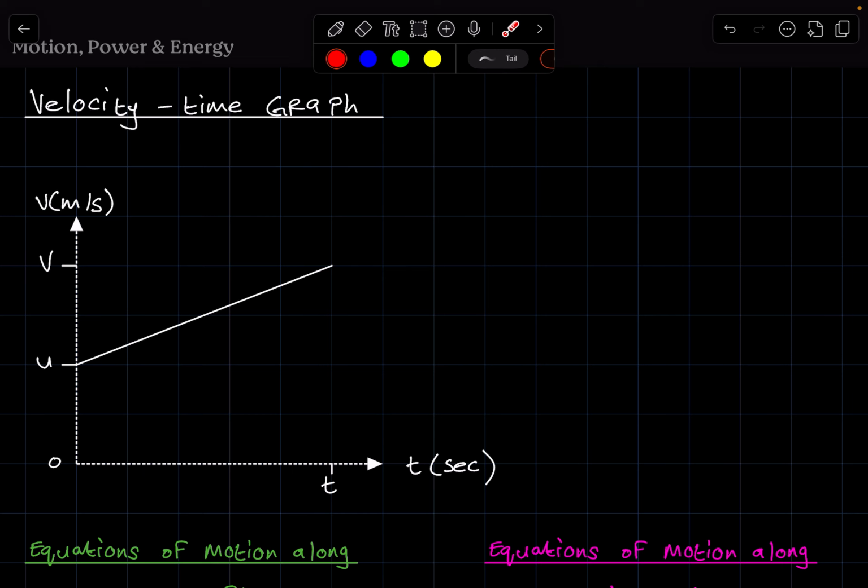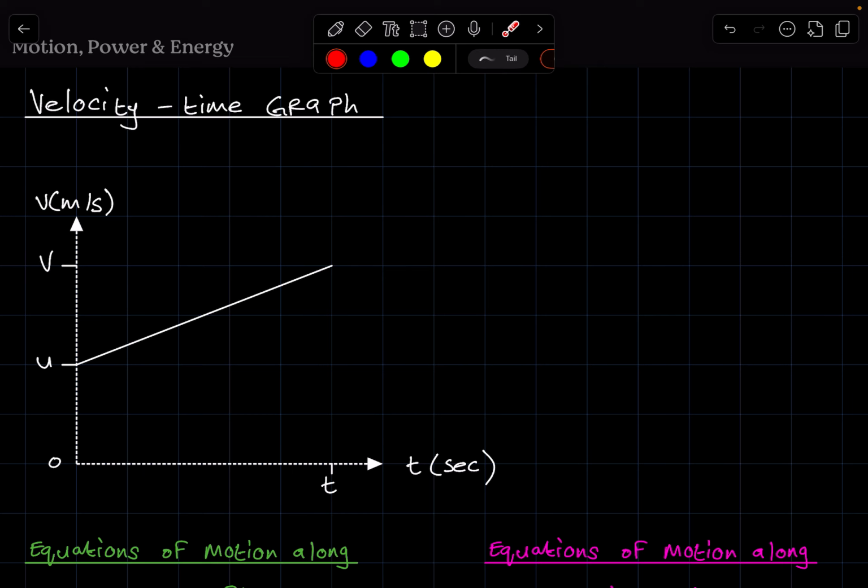Now, equations of motion are formulated using the velocity time graph. The velocity time graph is a motion graph. At this point, you should be familiar with motion graphs. In N1 and N2, we looked at the distance time graph. We also looked at the displacement time graph. In N3, we are interested in particular in the velocity time graph, and it is the velocity time graph that we use to derive equations of motion.